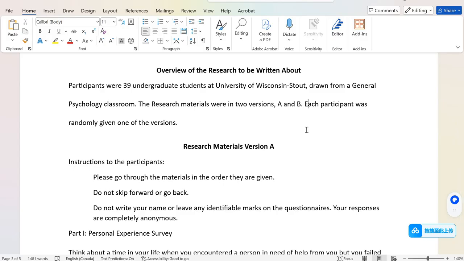The researchers mixed up version A and version B and randomly distributed the materials to the students in the class. This means that the 39 students were randomly given version A or version B. They were randomly assigned to two groups or two treatment conditions. There are two treatment conditions. The two treatment conditions differ in the materials they received.